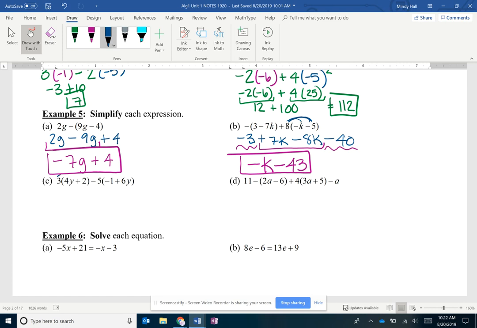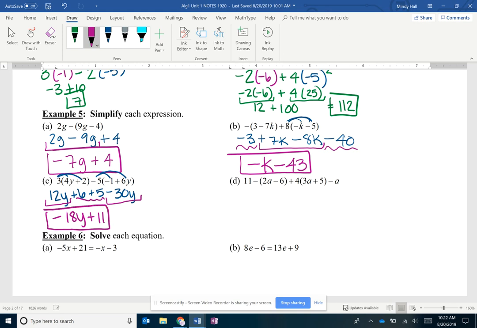So then for this next one, distributing, 3 times 4y is 12y. 3 times 2 is 6. Negative 5 times negative 1 gives me positive 5. Negative 5 times positive 6y gives me negative 30y. So then, again, we are combining like terms. We have 12y and negative 30y, which would give us, let's see, what is it, 18, I think? Let me double check because I don't like to trust myself sometimes. Yes, negative 18. So we have negative 18y, and then 6 plus 5 is 11.